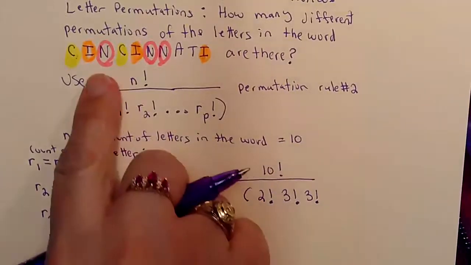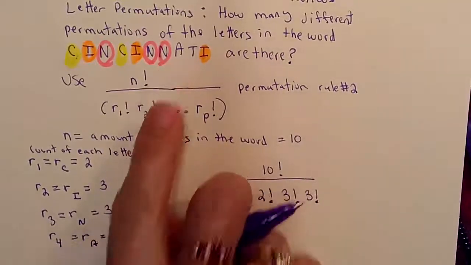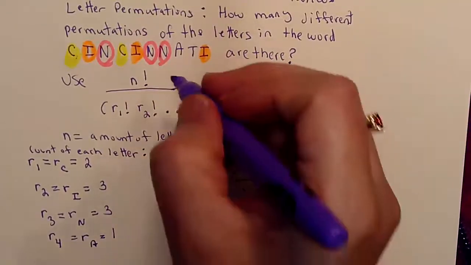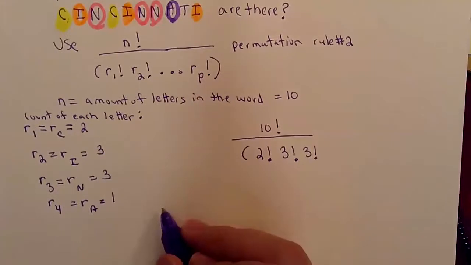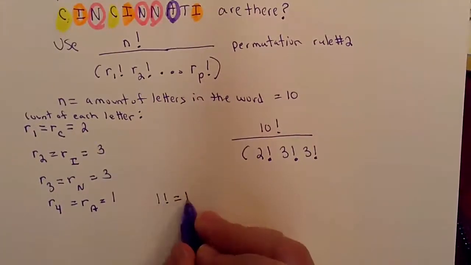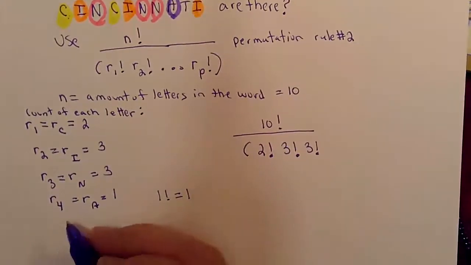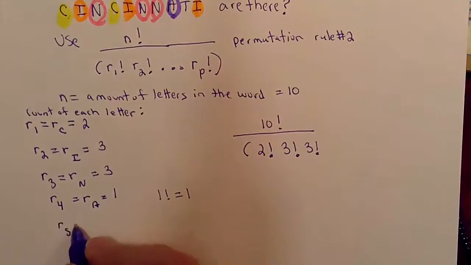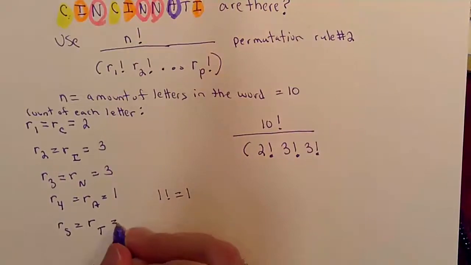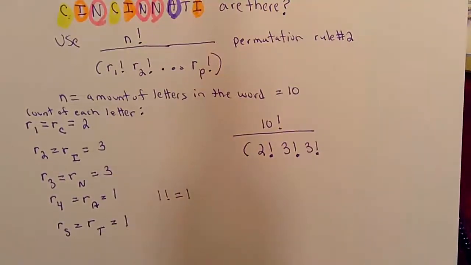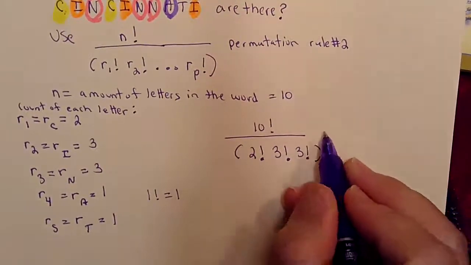Next is R sub 4, which is A. Looks like you just have one A. You don't have to write that down, because 1 factorial is just the value of 1, and anything times 1 is itself. Then R sub 5 is T, which is also just 1. So you don't have to write that in if you don't want to. Then you close the parentheses.